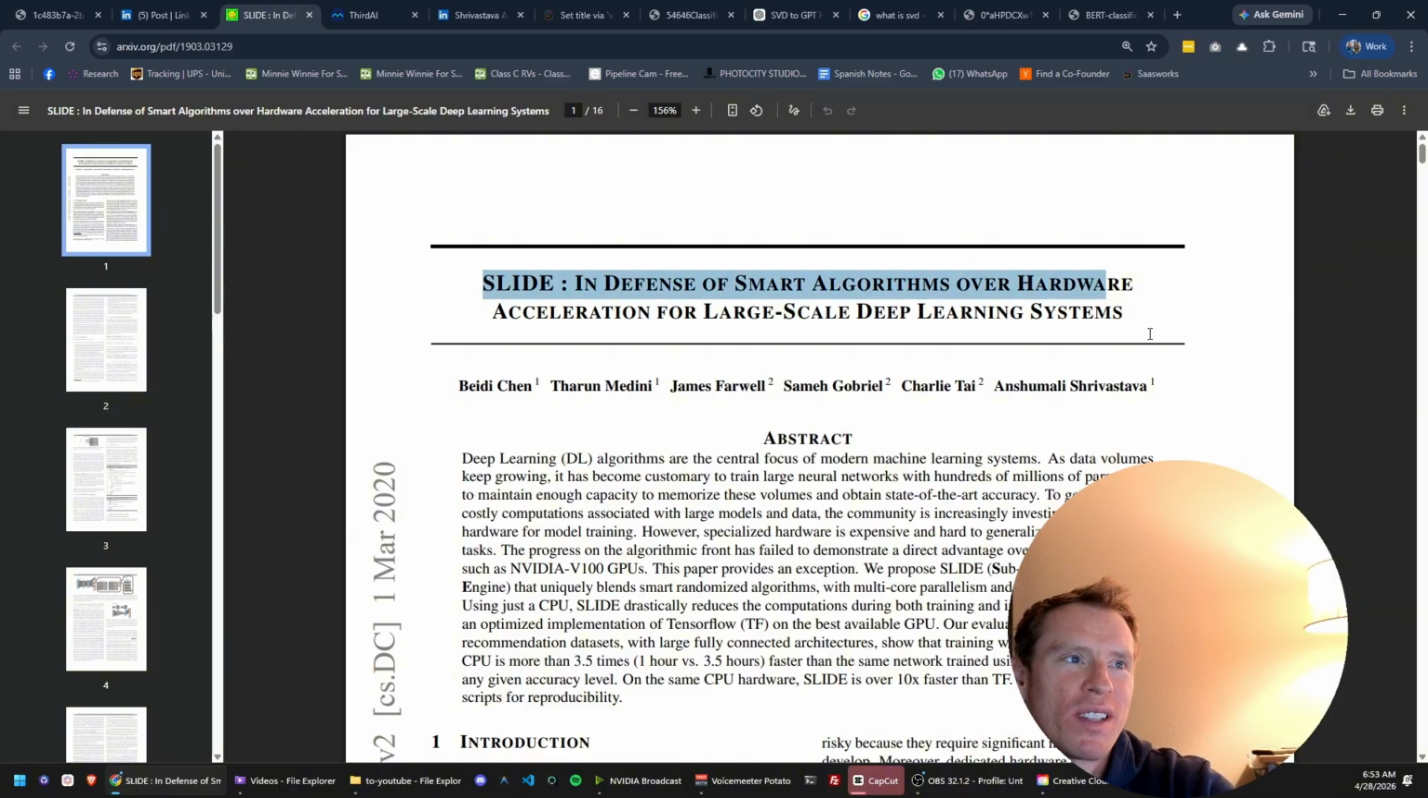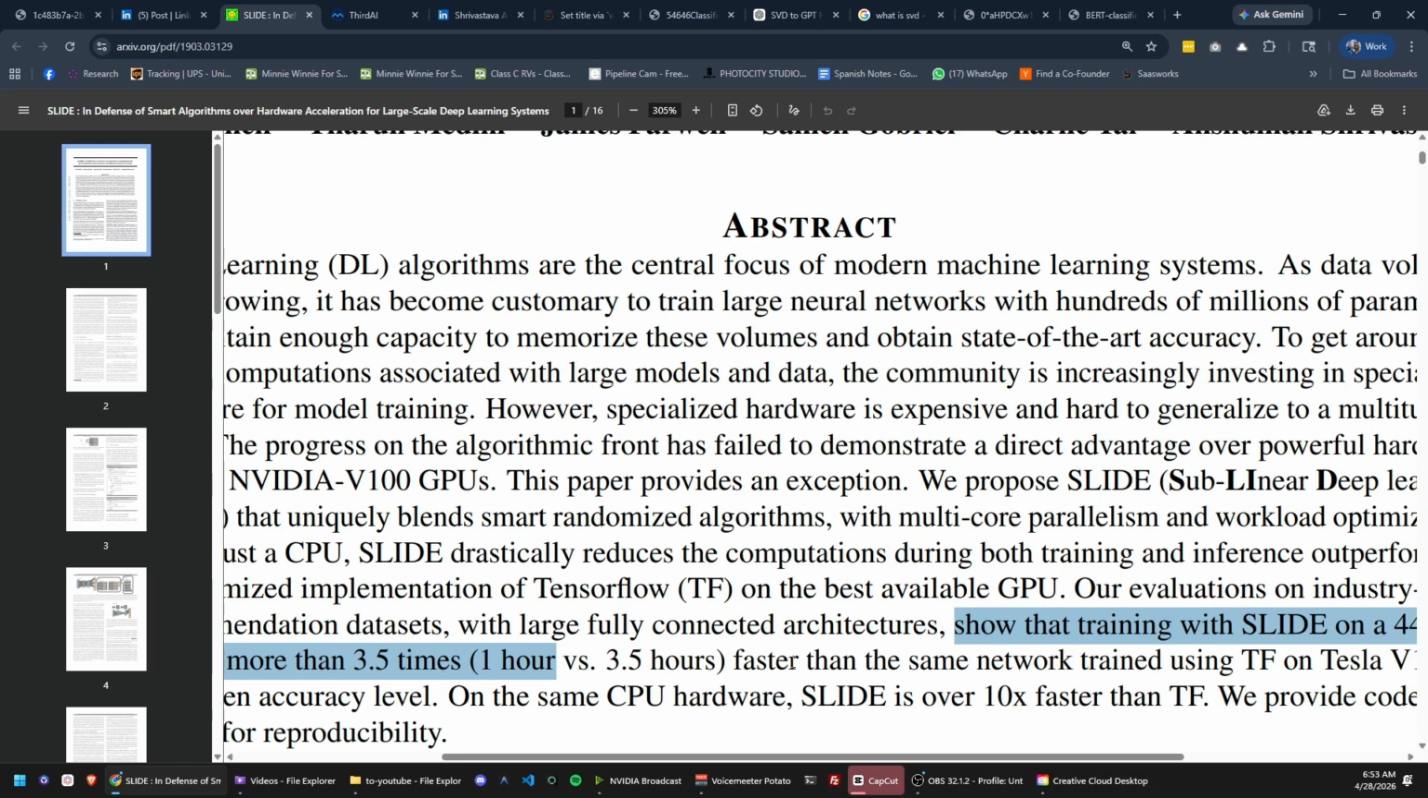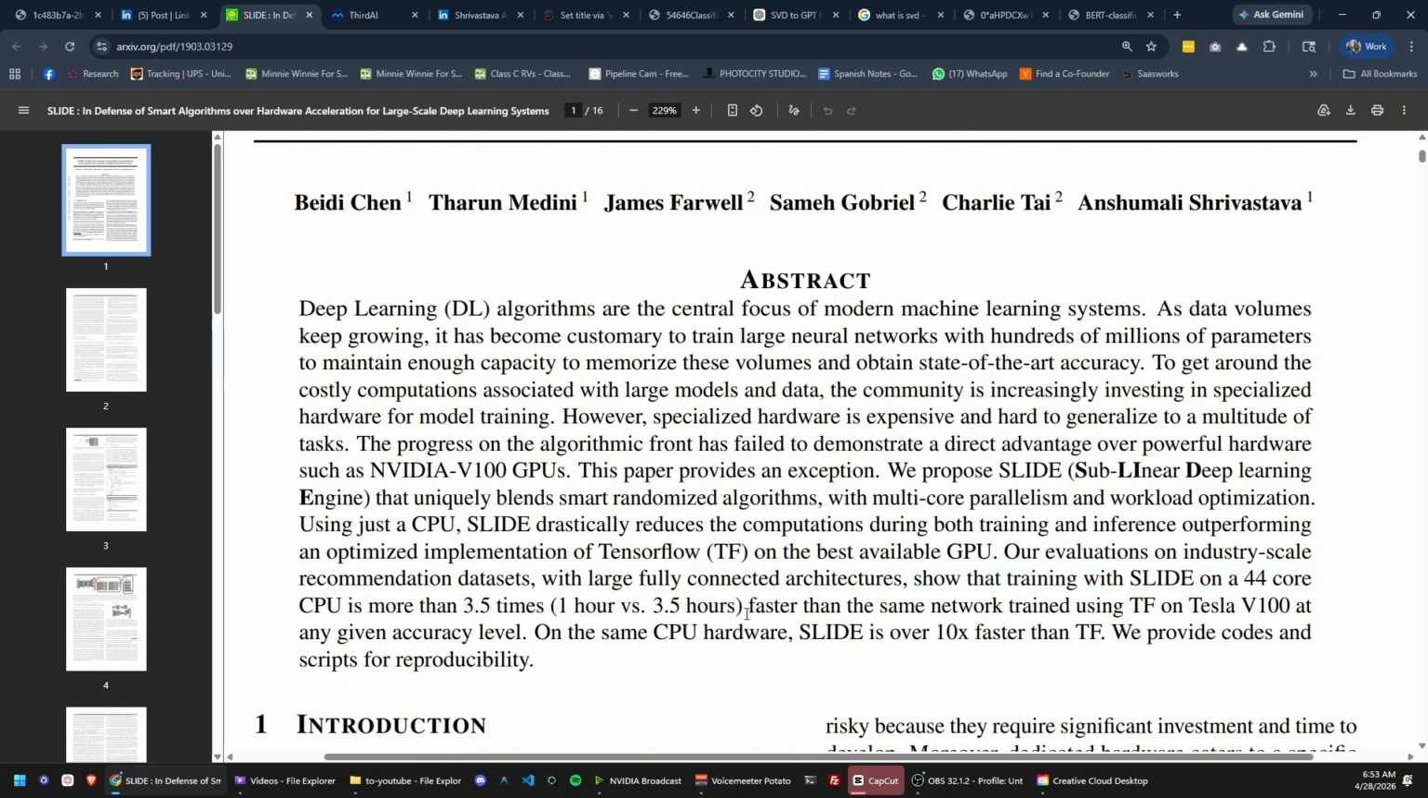So he wrote this paper, SLIDE: In Defense of Smart Algorithms over Hardware Acceleration for Large-Scale Deep Learning. And this is all about showing that training in SLIDE on a 44-core CPU, here, we'll make this bigger, is 3.5 times faster than the same network trained using TensorFlow on a Tesla V100 at any given accuracy level. On the same CPU hardware, SLIDE is over 10 times faster than TensorFlow.